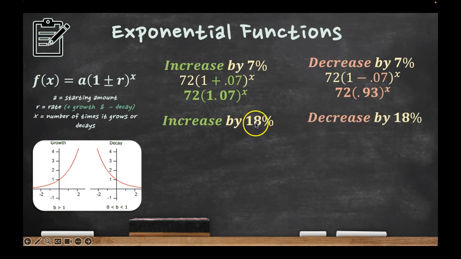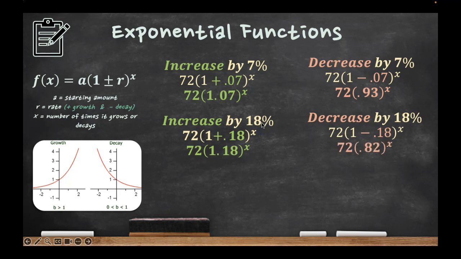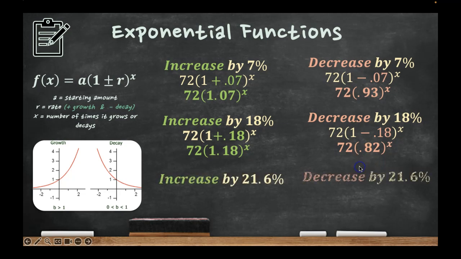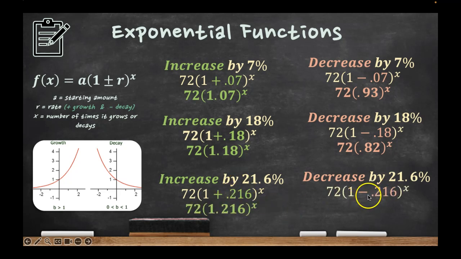So we're going to have increase by 18%. You need to first turn it into a decimal by moving the decimal to the left twice. And you get 0.18. And then 1 plus 0.18, 1 minus 0.18, increase and decrease. And then the same thing for this. I'll move it to the left twice to get 0.216. So 1 plus 0.216 and 1 minus 0.216. All right, but notice that this top equation and the second equation are the exact same. Oftentimes you're going to see it like this, but these are equivalent.